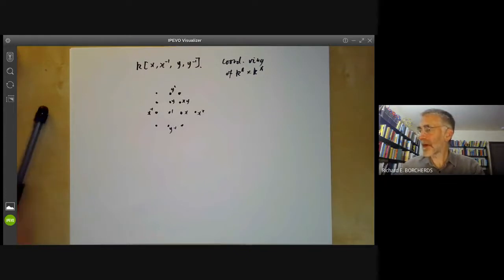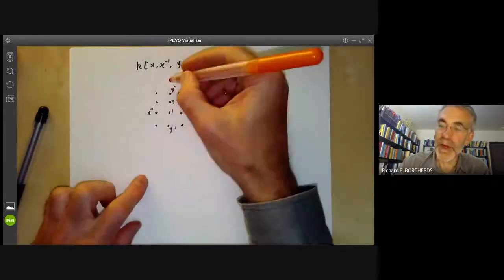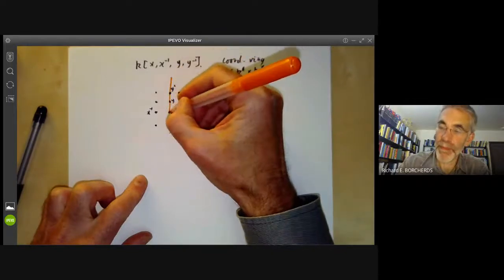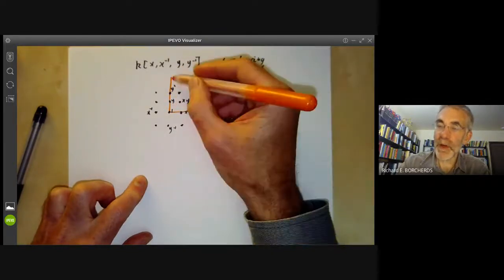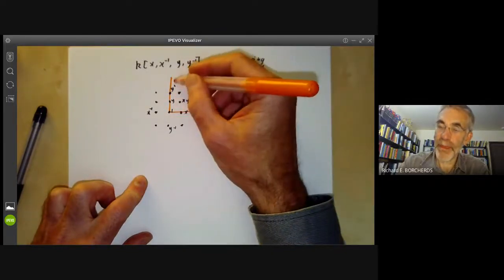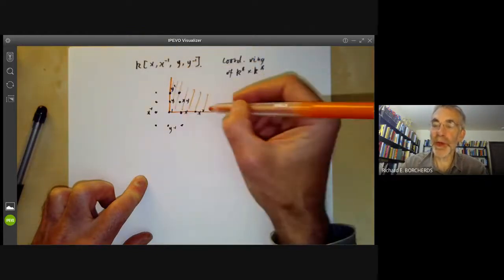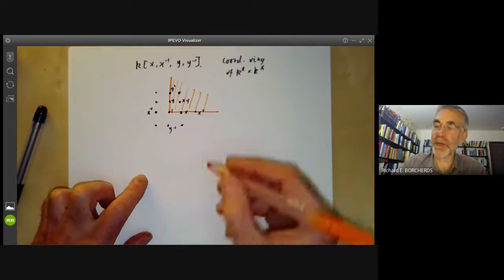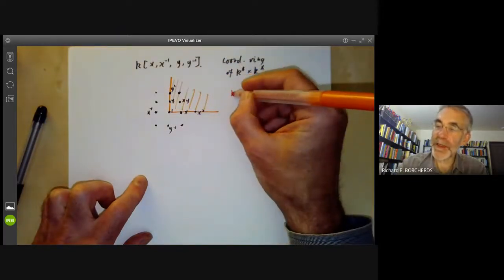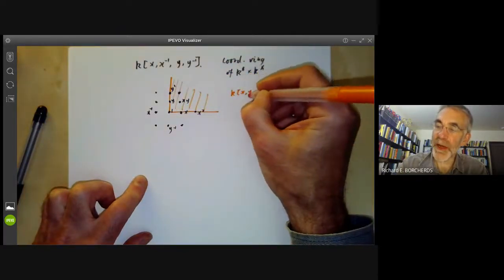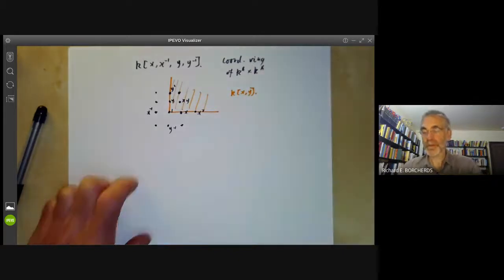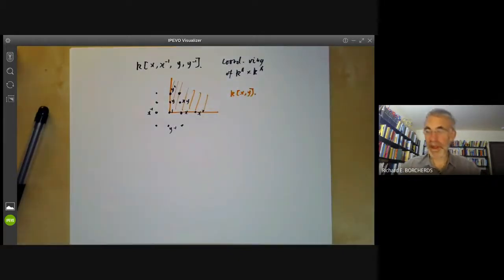And now I can define subrings just by drawing cones like this. So here is an orange cone. And I'm going to take the subring generated by all monomials in this orange cone. And it's pretty obvious what that is. This is just going to be the polynomial ring k[x,y]. So that wasn't a very exciting example.